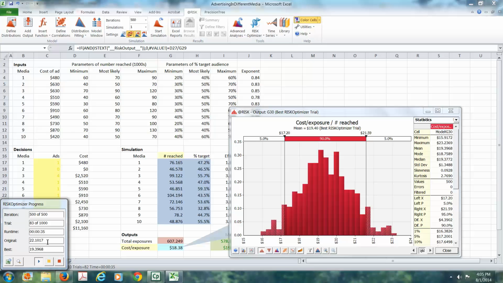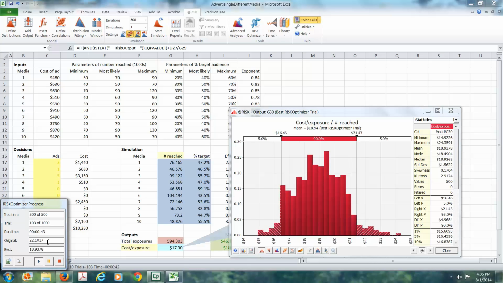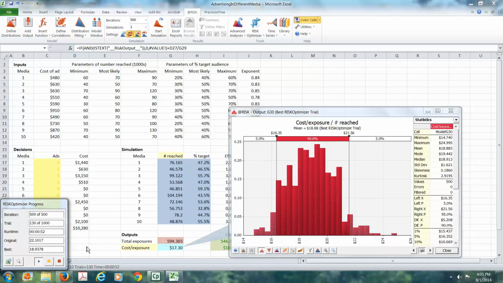It started off with $22. If you can look at the yellow cells right now, you'll see they're changing. For the moment, it's evaluating 3 from number 1 and 1 from number 2 and 5 from number 3 and so on. So it's going to do 1,000 trials. So what I'm going to try to do here is to pause this and come back when we're closer to finished.